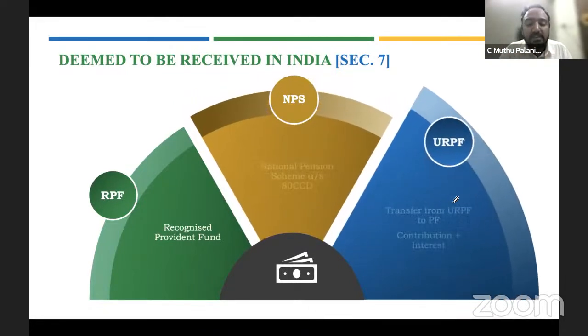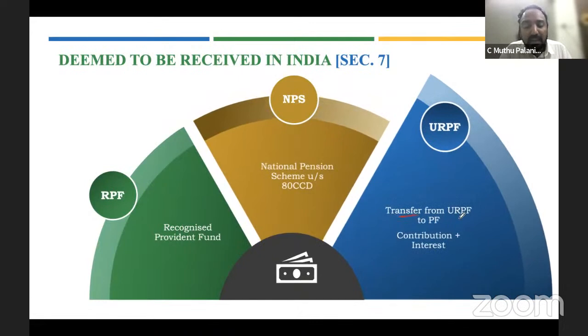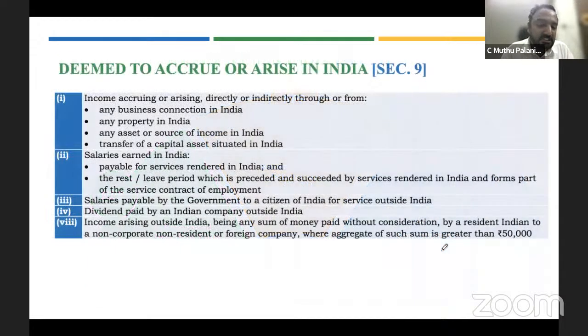And the last one is any transfer from unrecognized provident fund to recognized provident fund. So till today, I have an account in unrecognized provident fund. From tomorrow, I am transferring to recognized provident fund. Both the contribution and interest which is transferred will be deemed to be received. Imagine all these three, I am actually not receiving it in hand, but it is deemed to be received by me in India. So that is what you are calling Section 7.